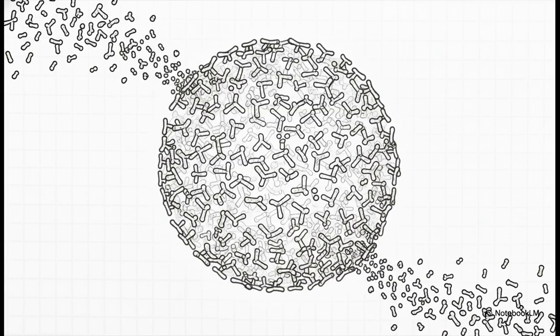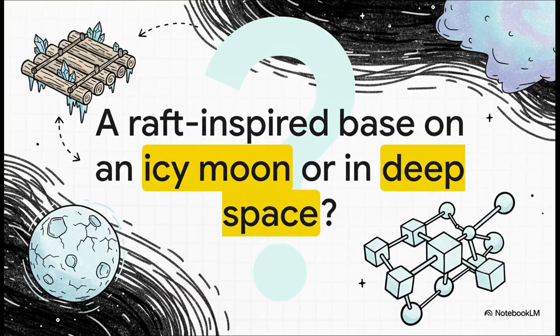So, the crucial point, the main takeaway here is this. We're looking at a way to create a single, incredibly strong and resilient structure from literally millions of tiny, interconnected, adaptive parts. This is a whole new way of thinking about how we build, well, anything. And that leaves us with one final, pretty mind-bending thought. Could a principle that was inspired by something as simple as a raft, could that one day be used to build a floating base on an icy moon? Or a habitat that builds itself in deep space? According to this theory, that future might not be so far-fetched after all.